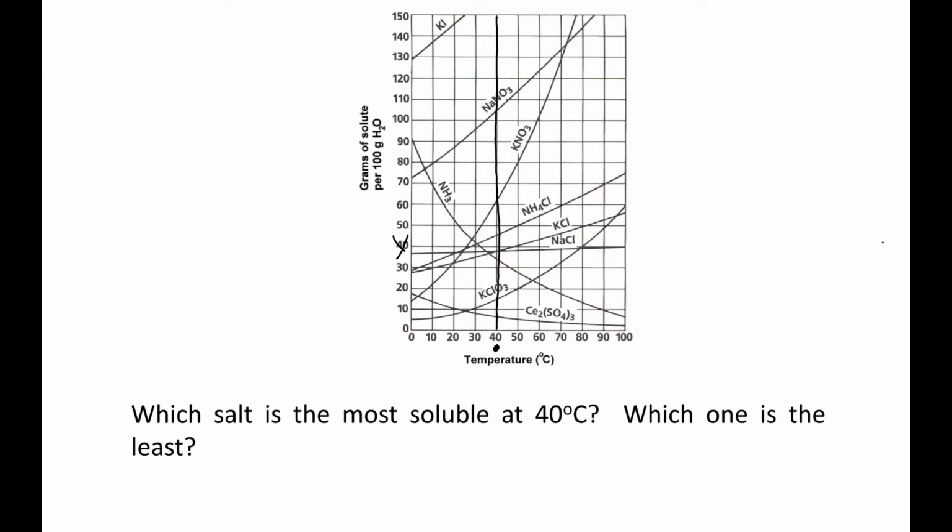Now, as I said, your curve does not have the Ce2(SO4)3. So we're going to ignore that. We're going to pretend that does not exist. Okay? Because on the curve I gave you, it's different. Okay, so which is the most soluble? That means the highest. Okay, the most soluble means it's the highest on the curve. Okay? And at that point in time, at 40 degrees Celsius, that is right here. NaNO3. So the most soluble is NaNO3.